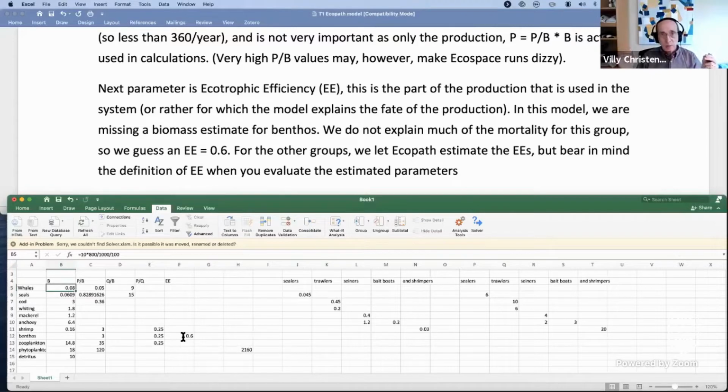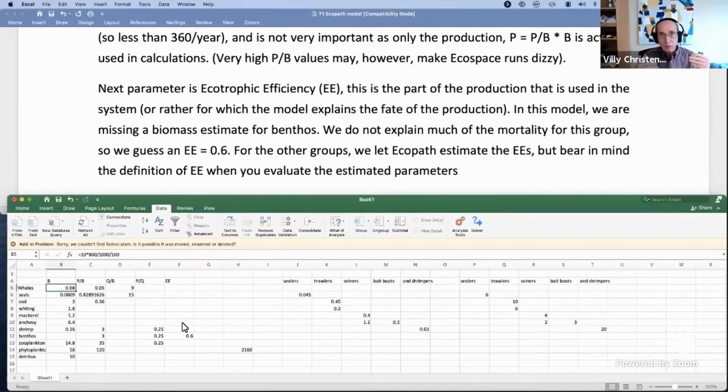And when you have a set of linear equations, we have to be able to estimate something, and we need to estimate one parameter for each group. And the advice is estimate ecotrophic efficiency if you can. You can also estimate biomass or PB or QB, but you really shouldn't, because Ecopath needs to estimate something. We need to balance these linear equations. They will not be perfect. It's not just going to be you enter perfect information and it just fits.